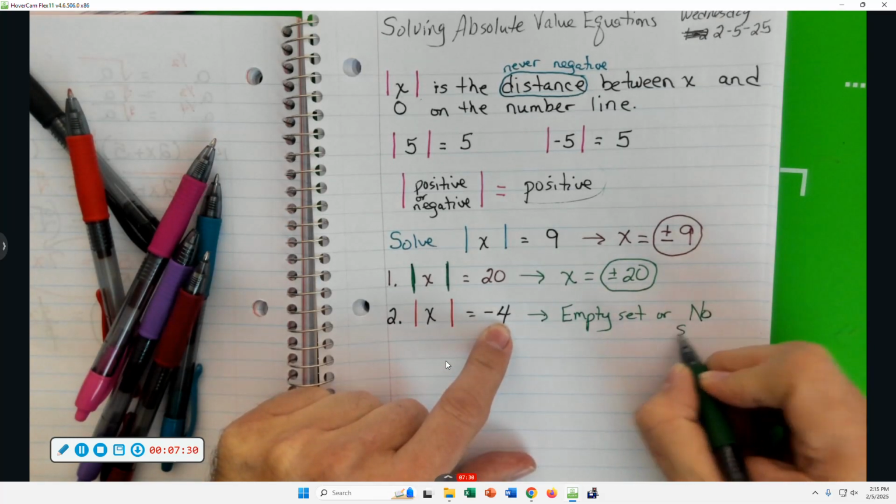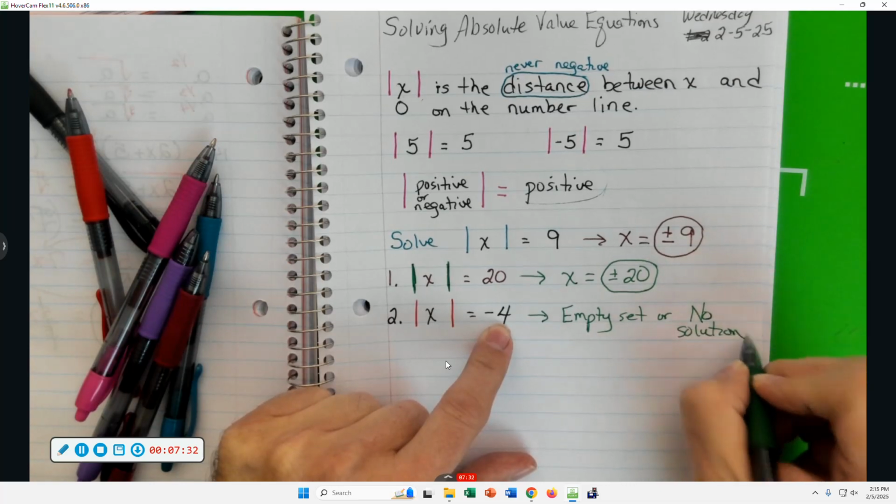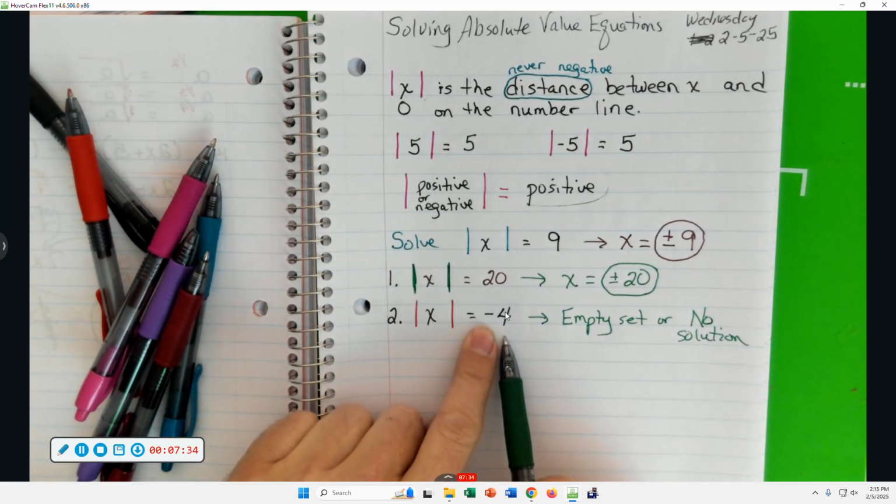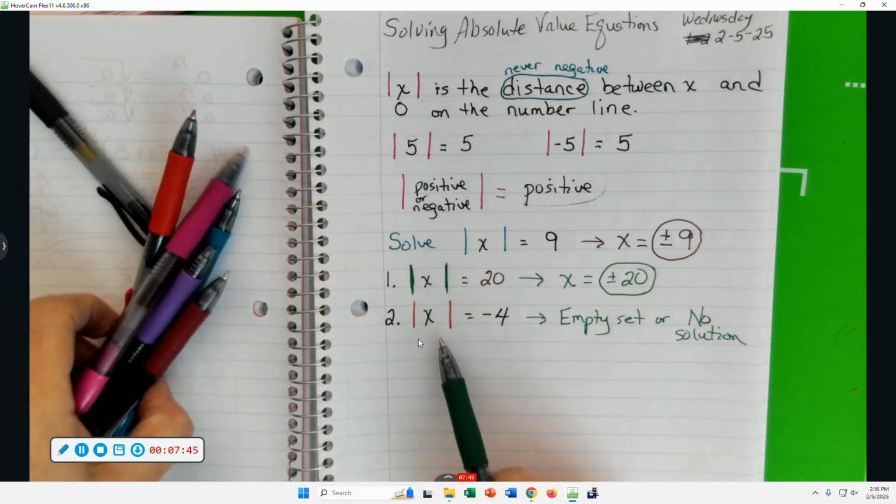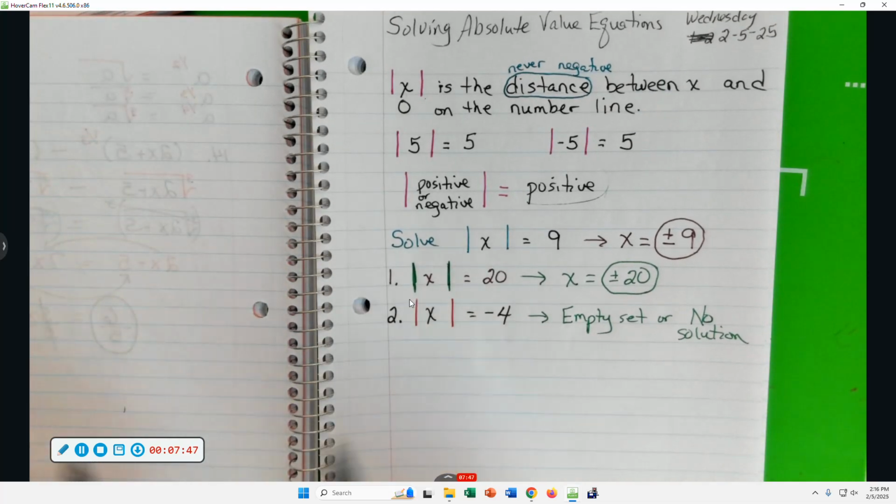How do you spot the no solution ones? The number that's not inside the absolute value bars should not be negative. But that's true only if the absolute value is isolated. If you have other stuff over here outside those absolute value bars, you may have a negative number there.